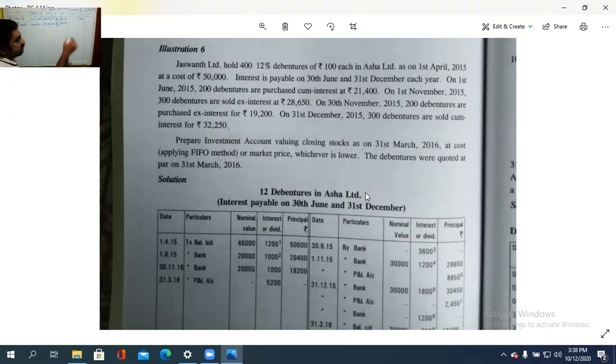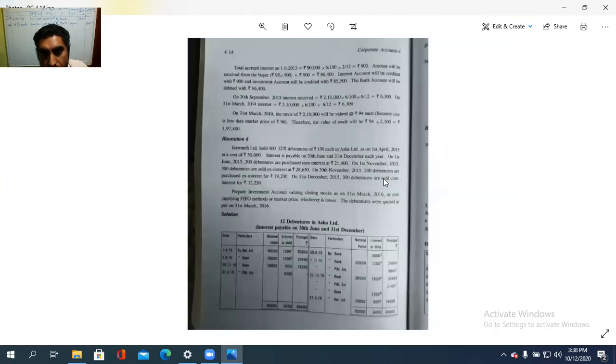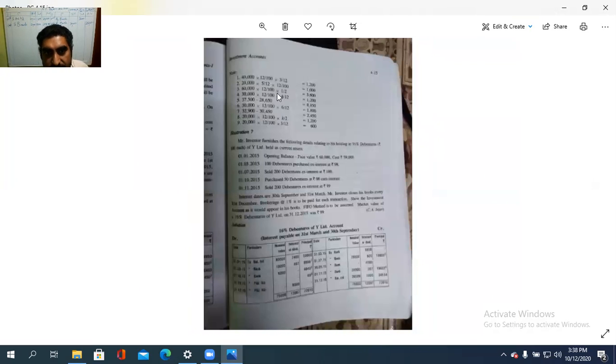How much is it? 300 into 100, that is 30,000, isn't it? So that 30,000 is to be sold for 28,650. That is ex interest, not the cum interest. So for that 28,650, how much is the interest? That we need to calculate.